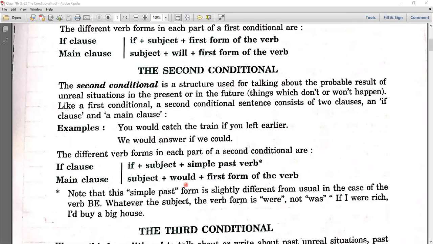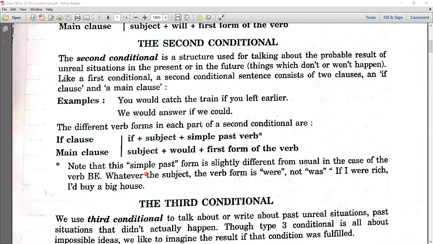Would, because it is talking about past tense, first form of verb. Now there's a note that the simple past form is slightly different from usual in the case of the verb be. Whatever the subject, the verb is were, not was. यानी यहाँ पर ये बताया गया है कि कोई भी subject हो, whether it is singular or plural, we will apply were, we will not apply was in conditional sentence.